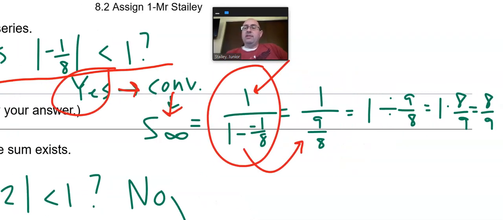1 divided by 9/8 is the same thing as 1 times 8/9. So that's why your final answer is 8 over 9.